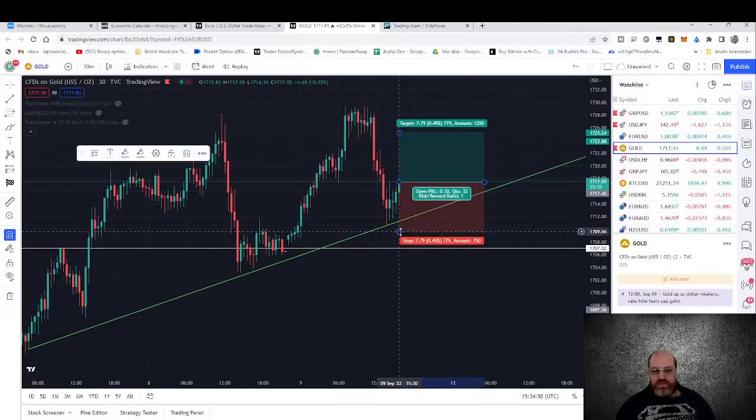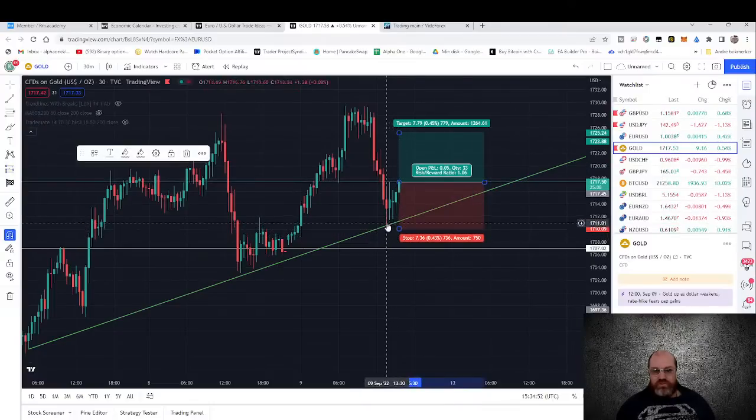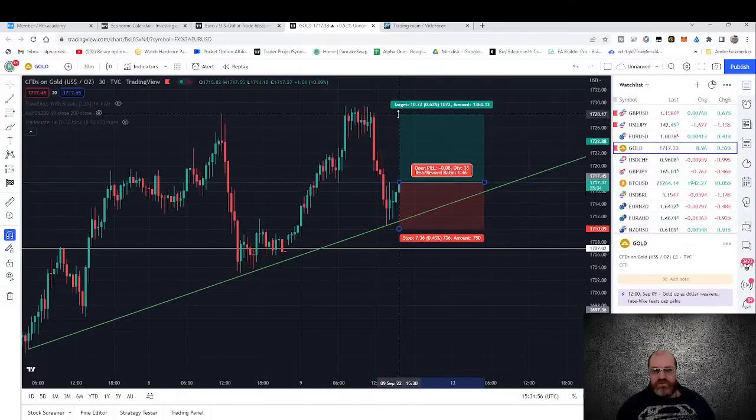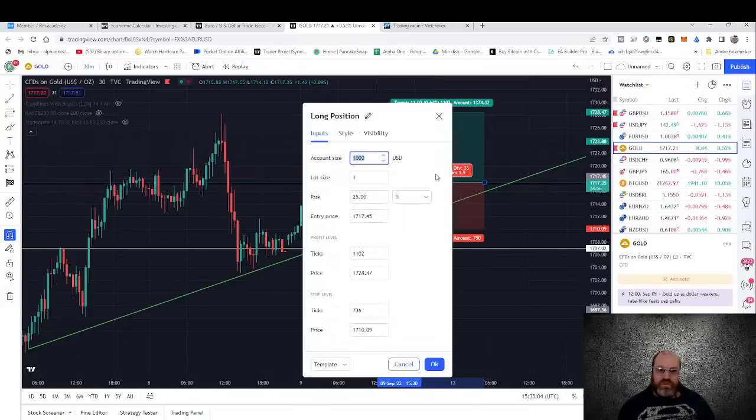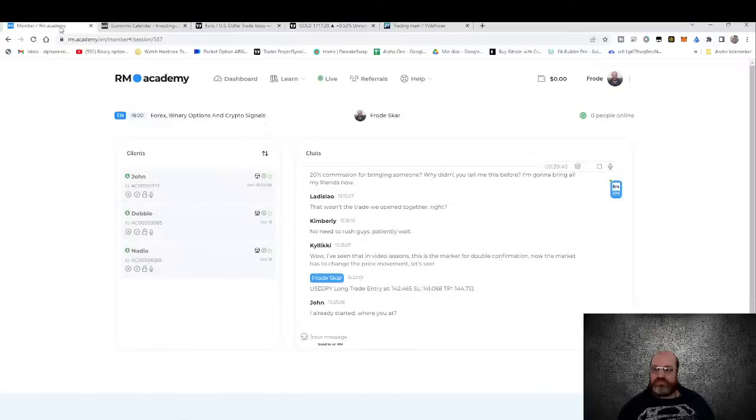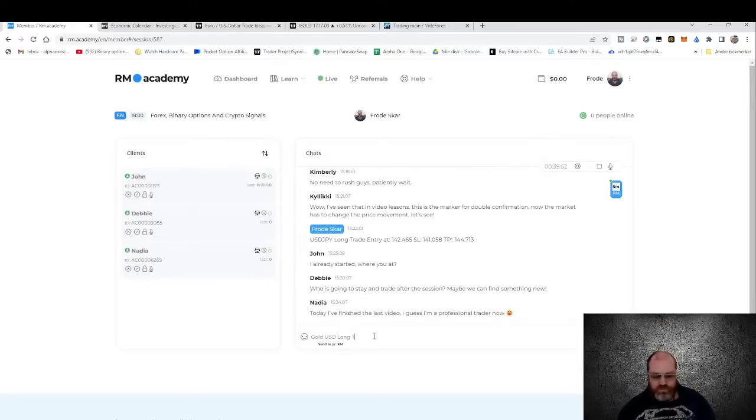So for the stop loss we take below the start here, and we can target the top, and we are getting a 1.5 trade, as we like to get. So let's take this trade. That's gold USD. So, gold USD long trade.